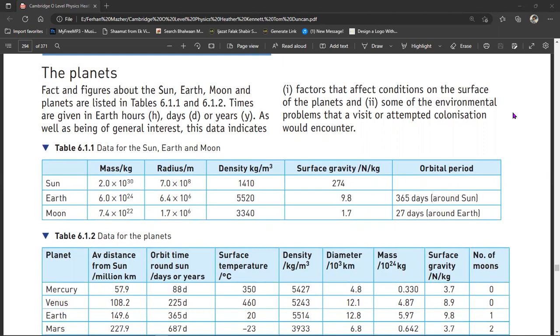So I have already discussed this table in detail in my previous video, but I will show you this and you can pause the video so you can read this table again. The facts and figures about the sun, earth, moon, and planets are listed in the table 6.1.1 and 6.1.2. Times are given in earth hours, days, or years. As well as being of general interest, this data indicates factors that affect conditions on the surface of the planets and some of the environmental problems that visit or attempted colonization would encounter.